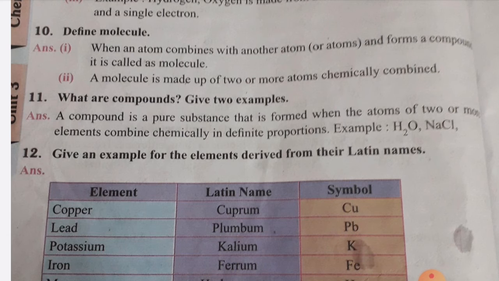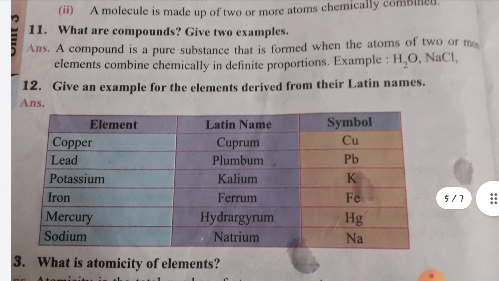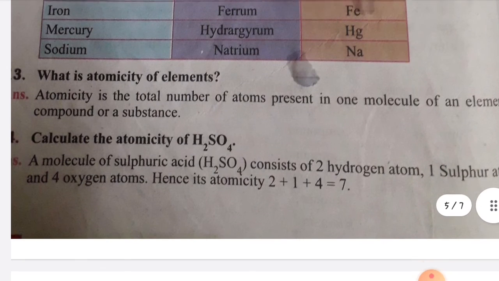Okay. The two elements combine to form what? Compounds. See the 12th question, children. Copper. Okay, you write the Latin name and symbol. Sometimes they ask for 2 marks, you have to write any two. Okay, sometimes they ask for the elements mercury, lead, potassium, sodium, anything else. Okay, you have to learn the symbols and Latin names also.